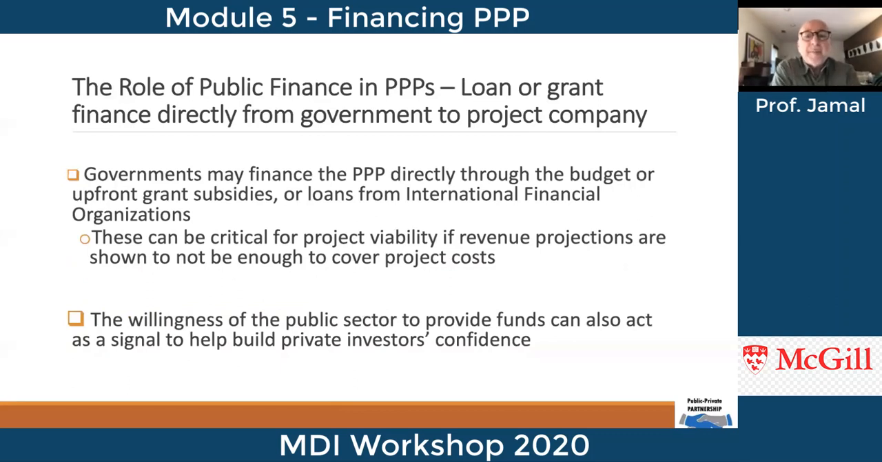Government may finance the PPP through the budget also. They say we have enough success. We succeeded in stabilizing the macroeconomic situation of the country. We have some good budget now. We can provide grant subsidy. This kind of decision is usually taken by the Council of Ministers.